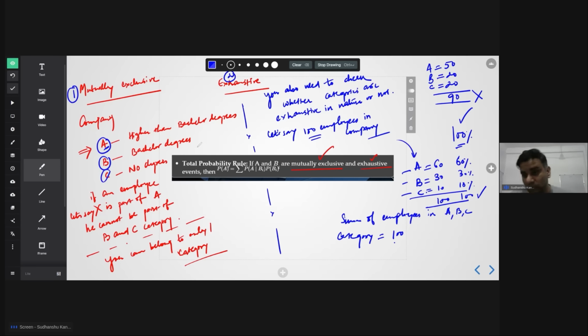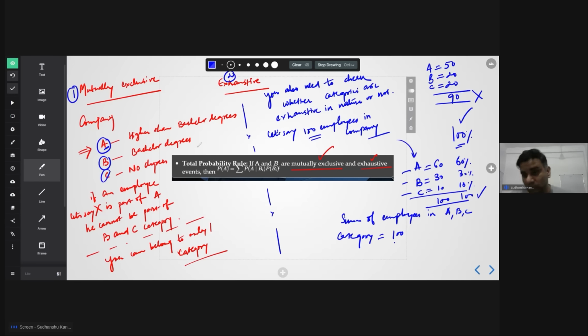Employees fall into three basic education categories: no degree, bachelor degree, and higher than bachelor degree. So I have told you very clearly three categories. First category is no degree. Second category is bachelor degree. Third category is higher than bachelor degree. If 60% of the employees have no degree, 30% of the employees have attained a bachelor degree, and the last 10% have attained a higher degree.